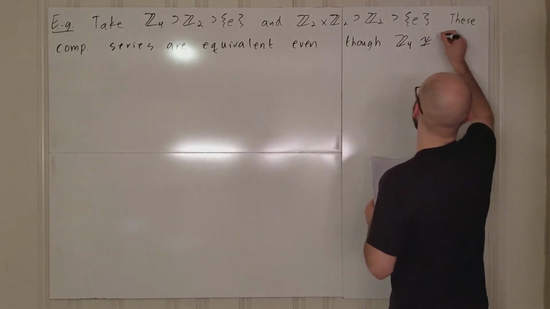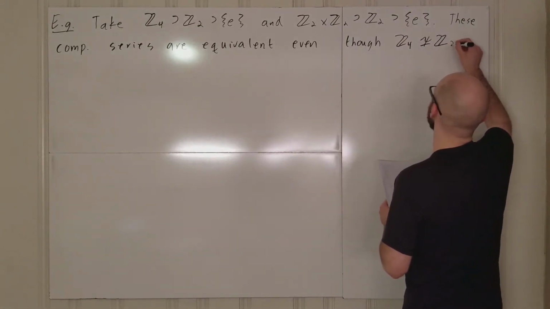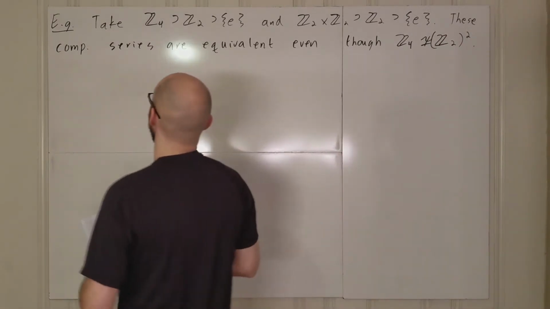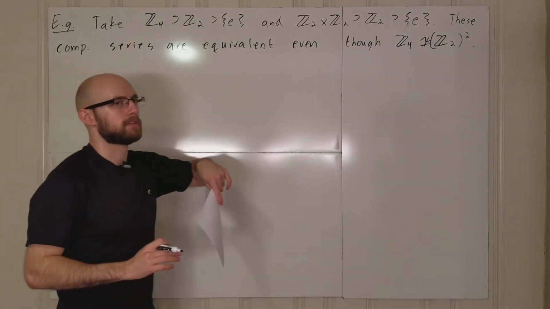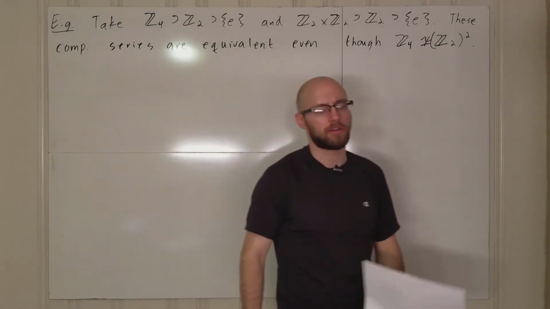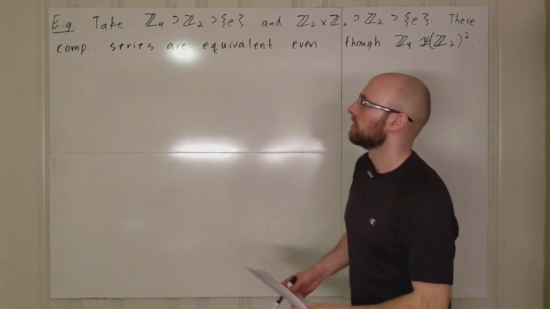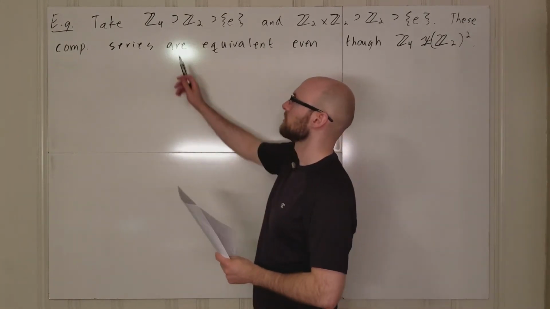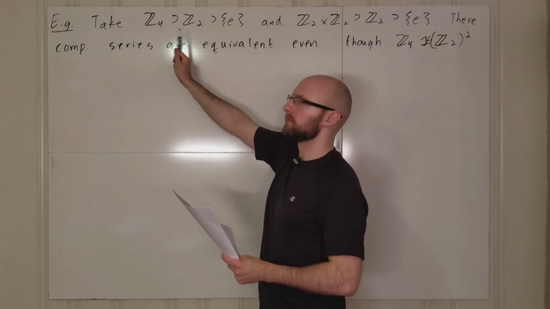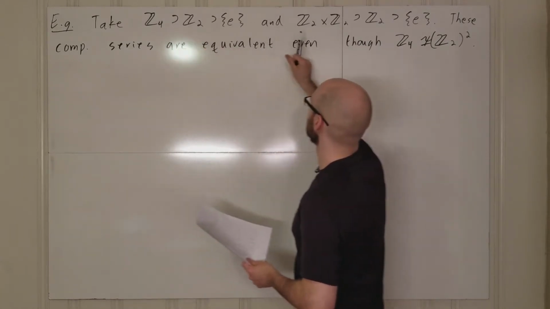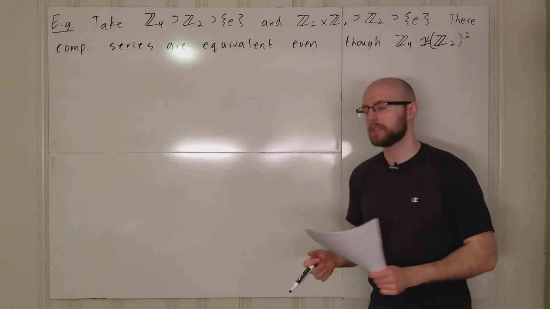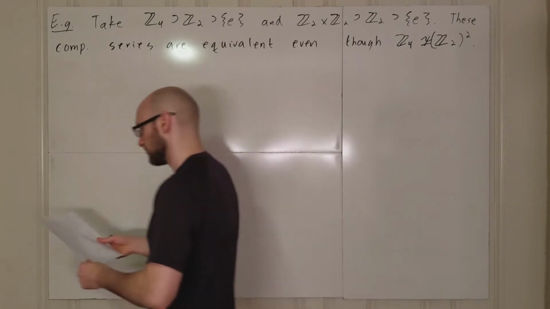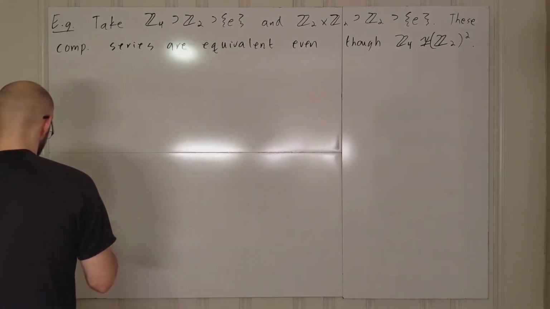Z4 is not isomorphic to Z2 squared, by which I mean Z2 cross Z2. And obviously they're not. Z4 has an element of order 4, while in Z2 cross Z2 all of the elements are of order 2. So yes, you can have situations where the groups themselves don't have to be the same, like Z4 and Z2 cross Z2, which are completely different groups, but the composition series end up being equivalent. So there we go with that.